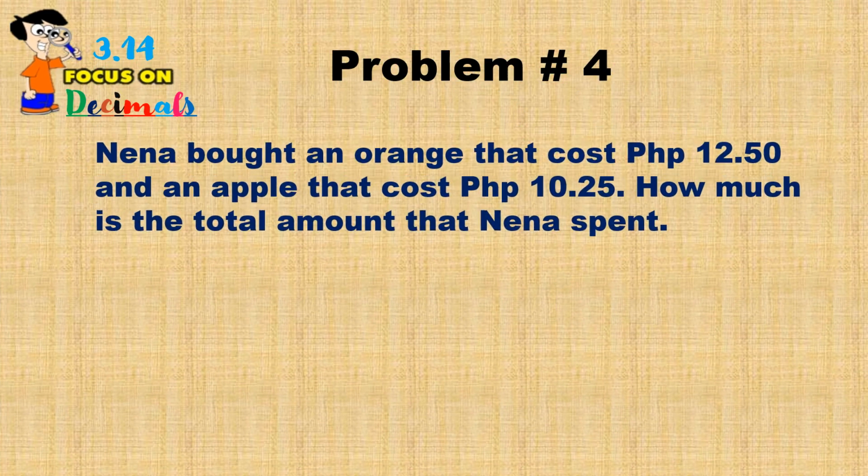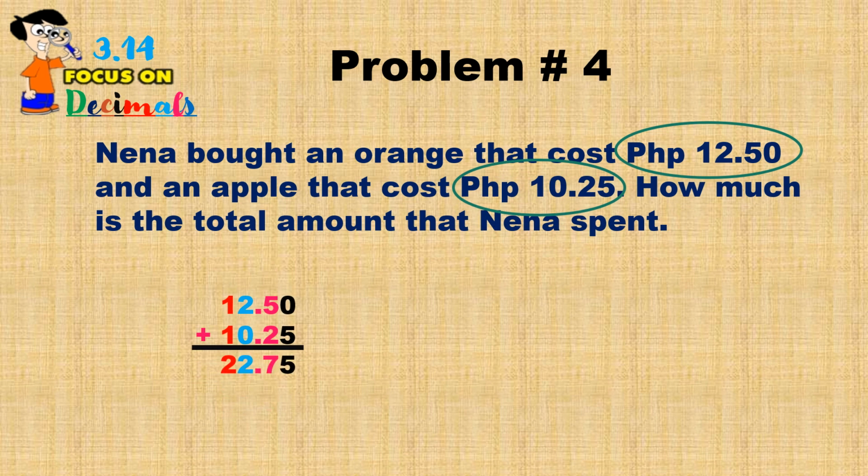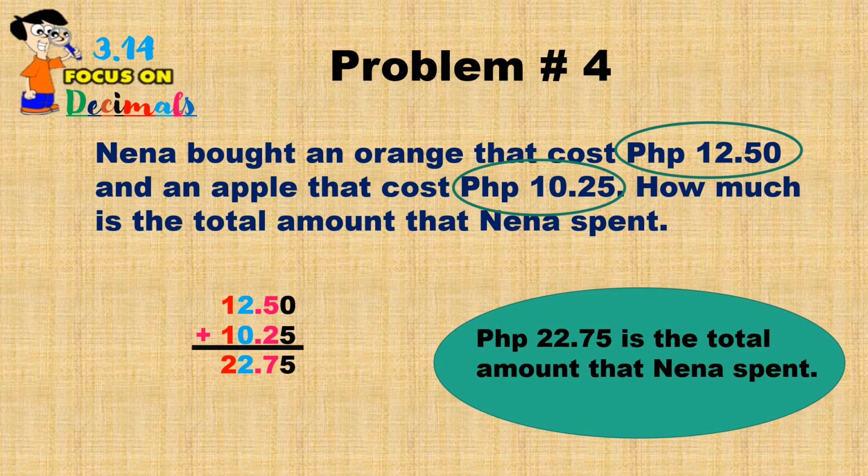Problem number 4. Nena bought an orange that cost 12.50 pesos and an apple that costs 10.25 pesos. How much is the total amount that Nena spent? To answer the problem, just simply add the given. 12.50 plus 10.25 equals 22.75. So 22.75 pesos is the total amount that Nena spent.